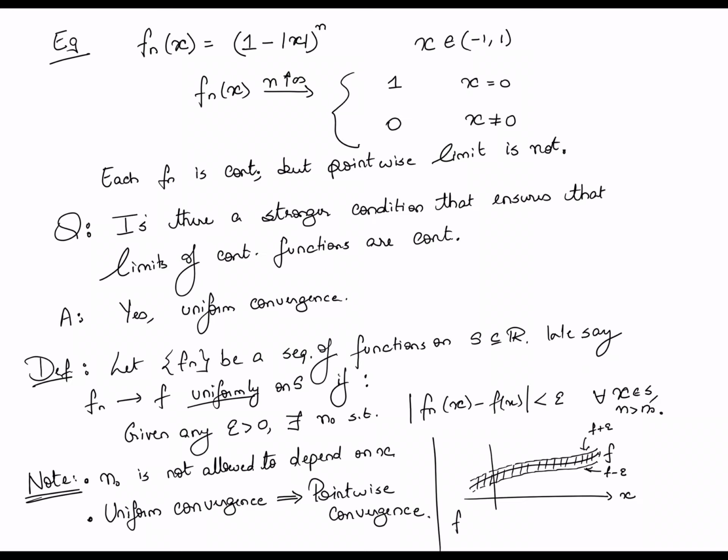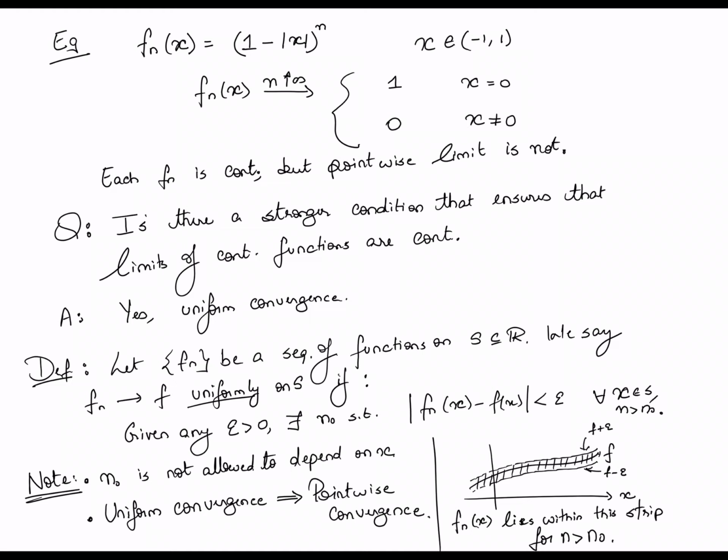So fn of x lies within this strip for n greater than n naught. So that is, shall we say, the graphical way of interpreting uniform convergence. Epsilon can be thought of as basically defining a strip around the limit function, and the curves of the sequence of functions fn of x must all lie within the strip for large enough n.